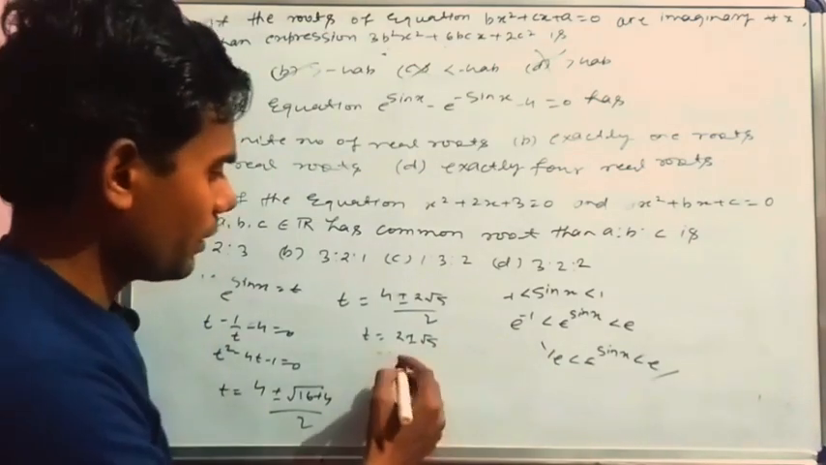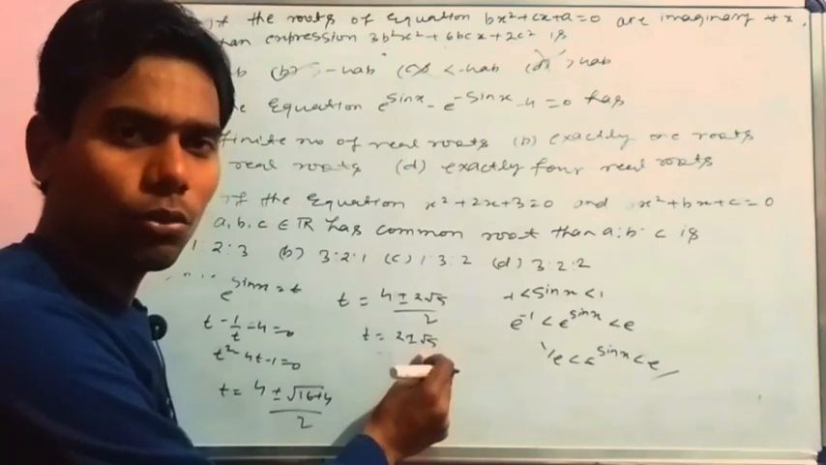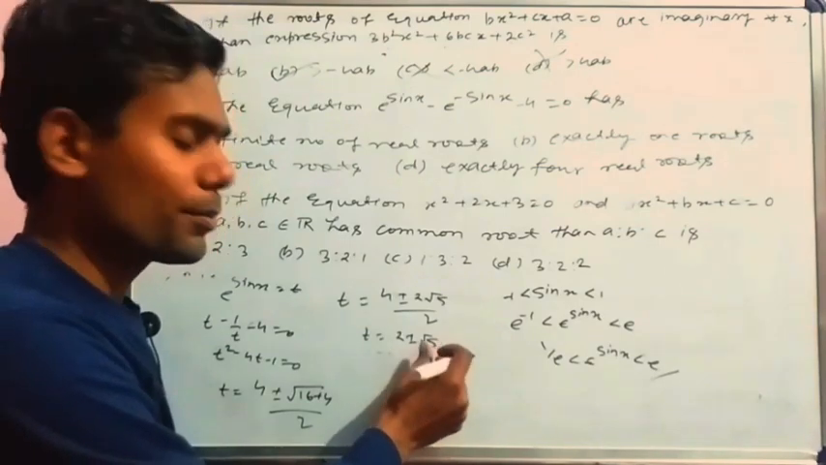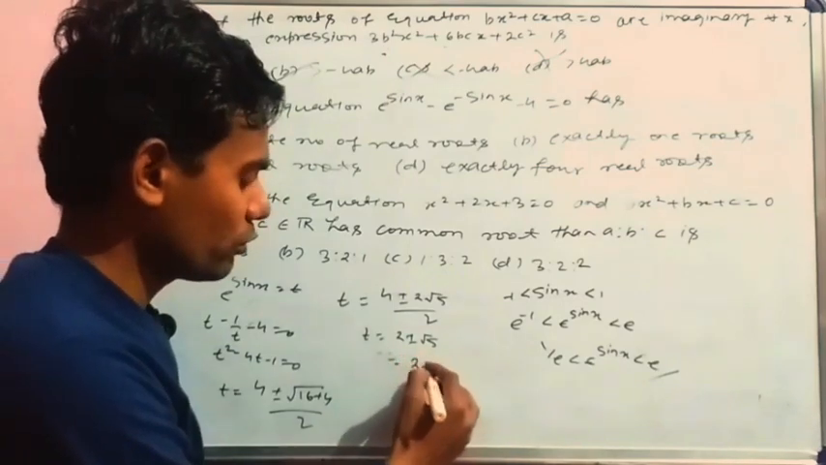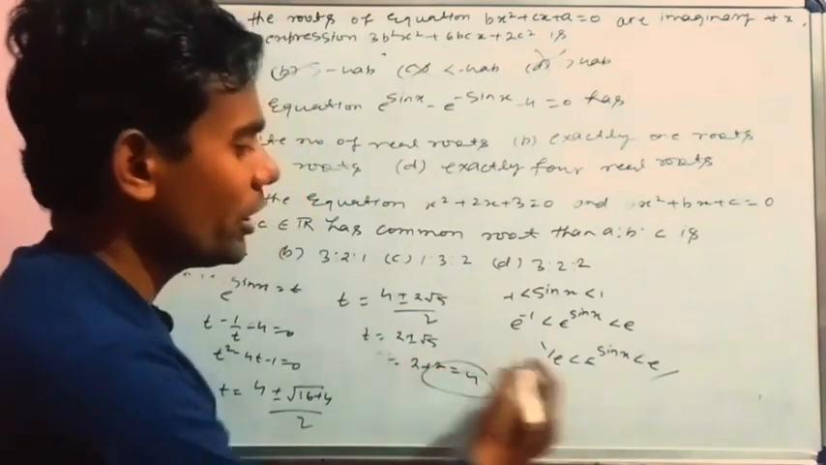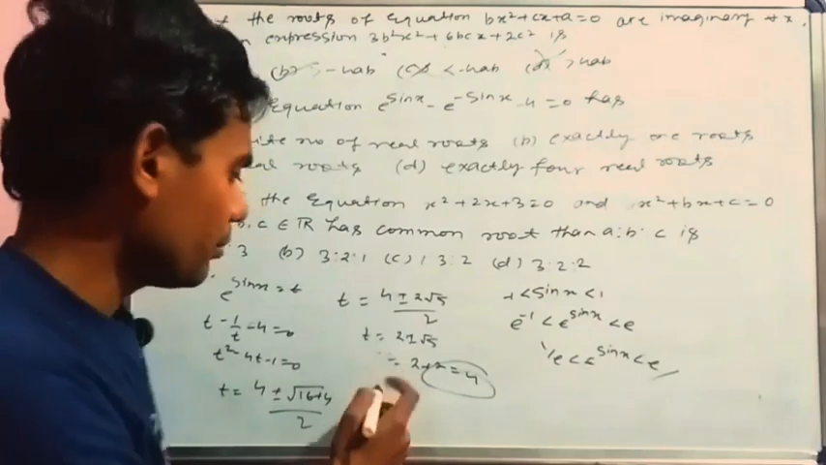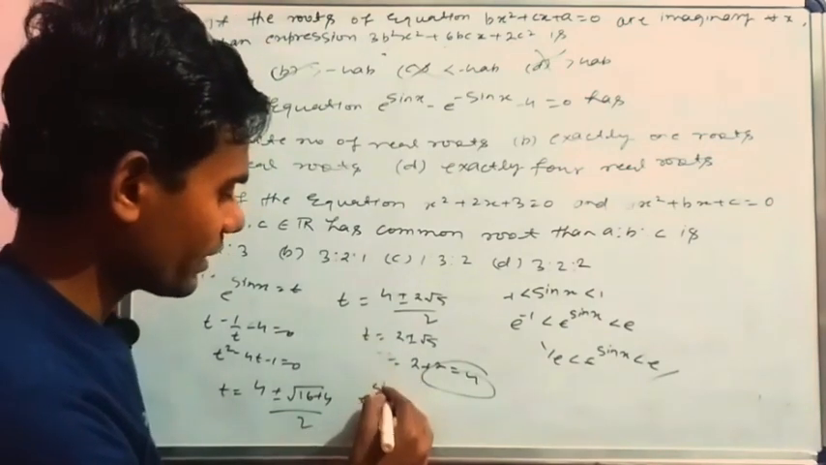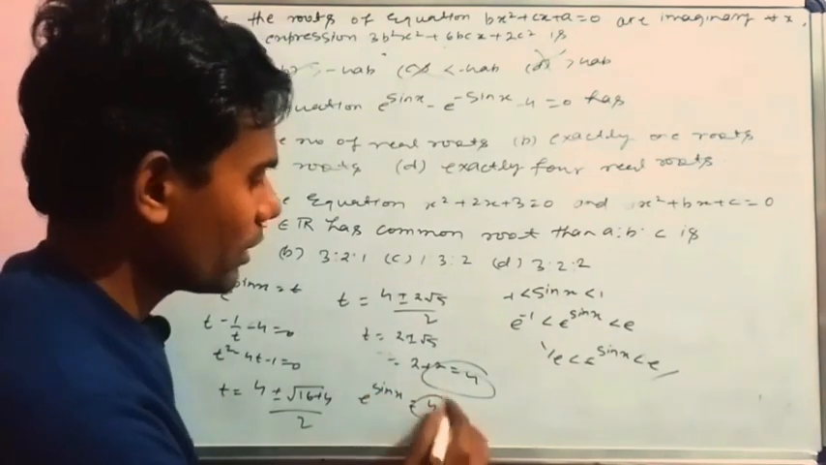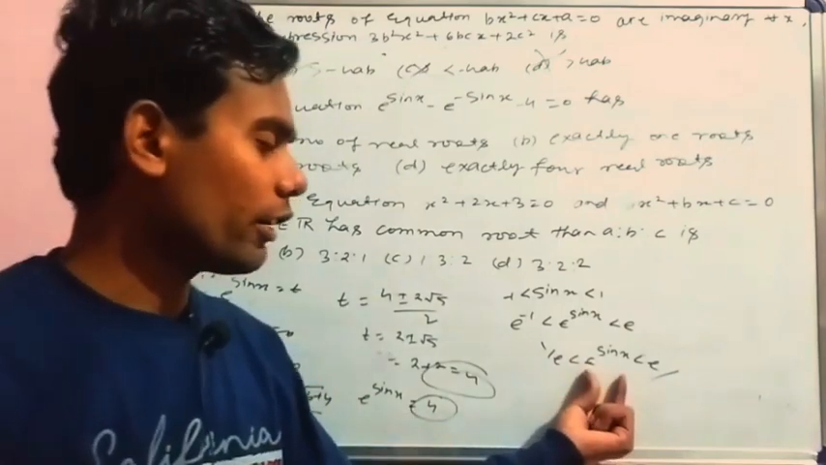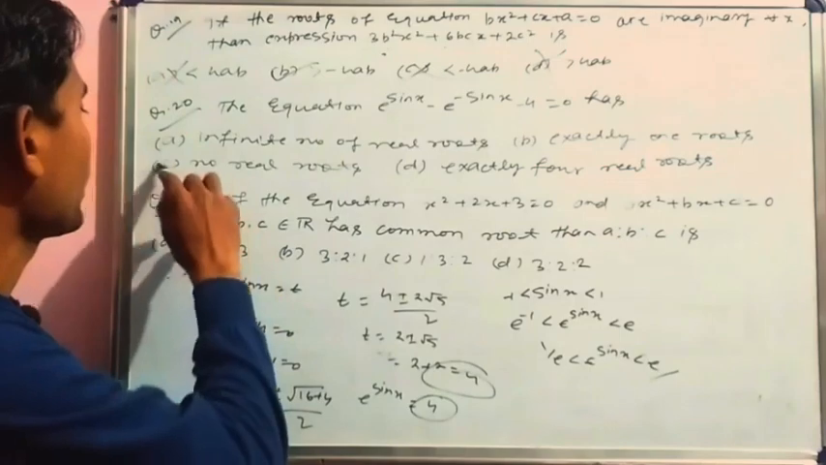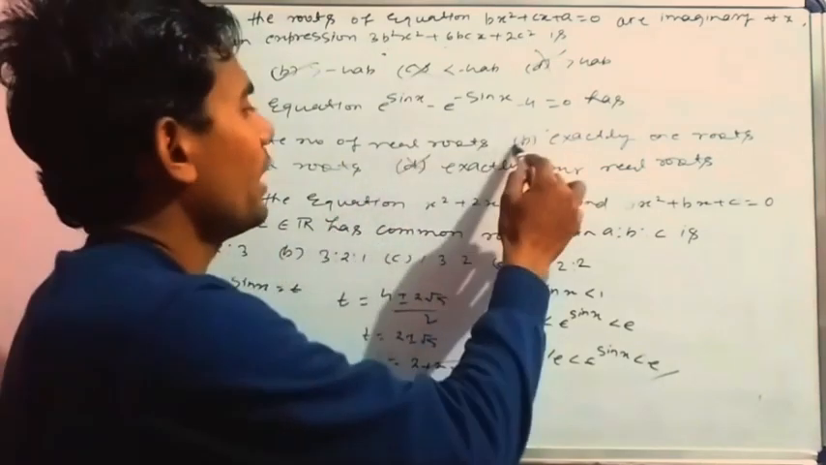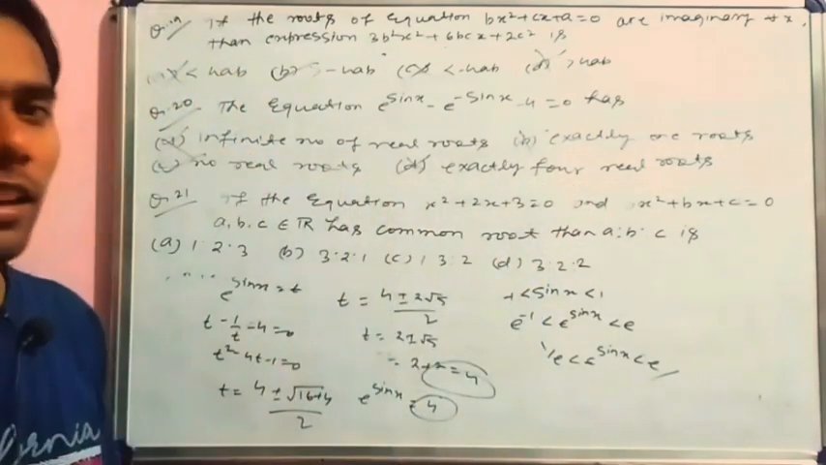Then we have to check if we take the square root of 5, suppose that it is approximately 2, then 2 plus 2 is equal to 4, the value of t, which means t is equal to e power sin x. e power sin x is equal to 4 means e power sin x does not lie in this interval, which means that it has no real roots, and A, C and D are incorrect options.